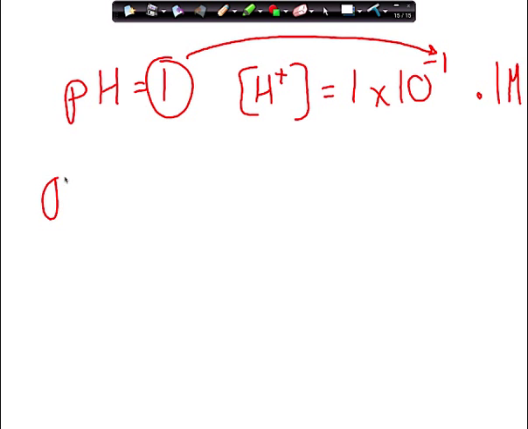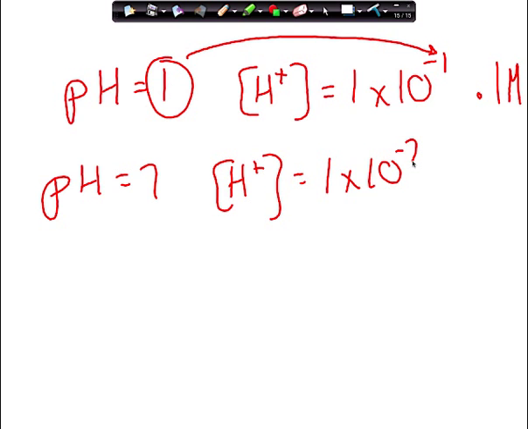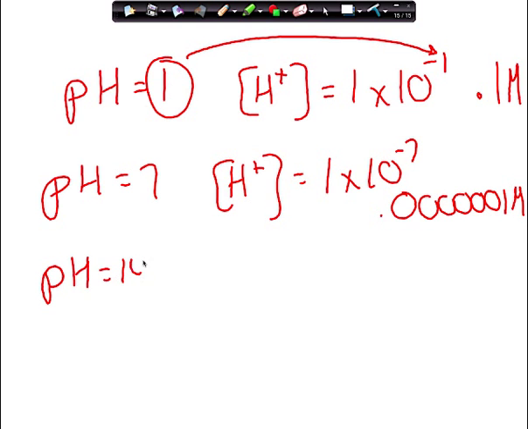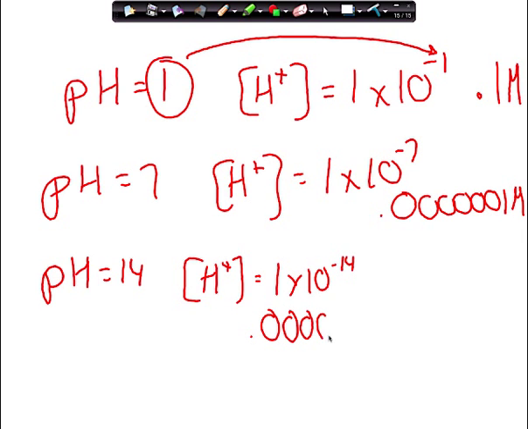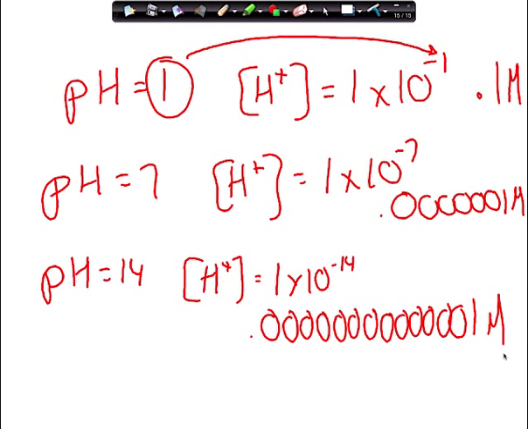So if you have a pH of 7, the hydrogen ion concentration is 1 times 10 to the negative 7th, which is 0.0000001 molar. Then if you have a pH, let's go to the other end. If you have a pH of 14, the hydrogen ion concentration is 1 times 10 to the negative 14th, which is 0.00000000000001 molar.